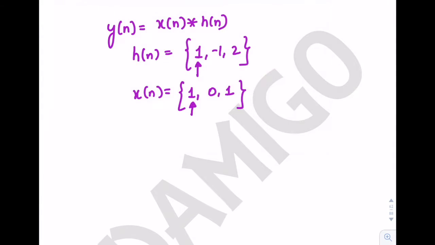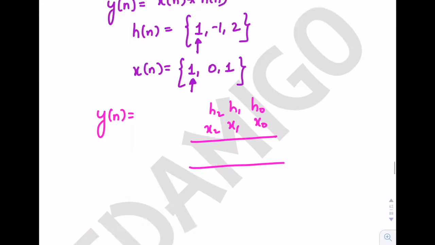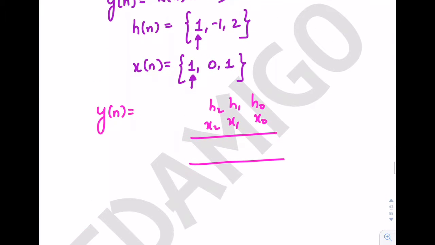Now we know how to convolve. First of all, we write h[0], h[1] and h[2], x[0], x[1] and x[2], and then we will multiply and add and find out the values of y[n]. So h[n] is 1, -1 and 2, and x[n] is 1, 0 and 1.